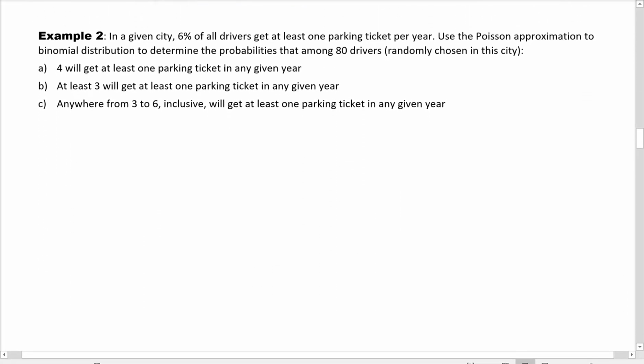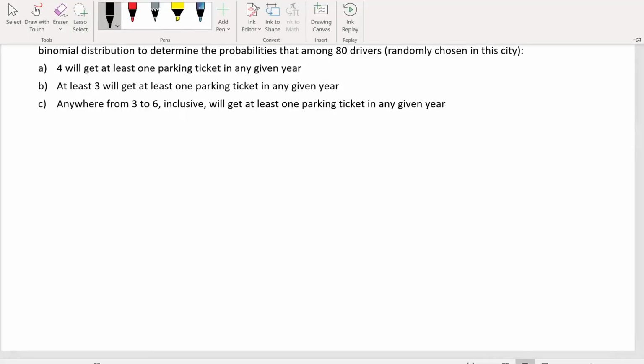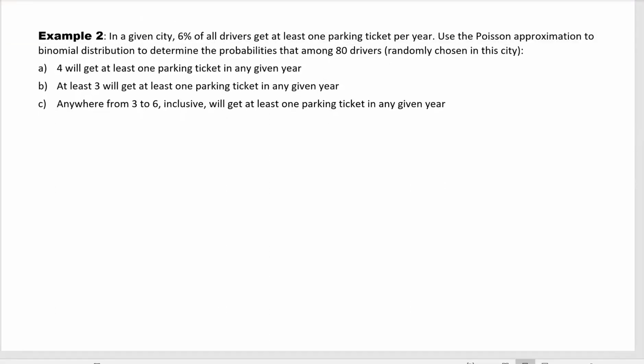So let's continue on example 2. All right. In a given city, 6% of all drivers get at least 1 parking ticket per year. Use Poisson approximation to binomial distribution to determine the probabilities that among 80 drivers randomly chosen in the city, 4 will get at least 1 parking ticket in a given year; at least 3 will get at least 1 parking ticket in a given year; anywhere from 3 to 6 inclusive will get at least 1 parking ticket in any given year.